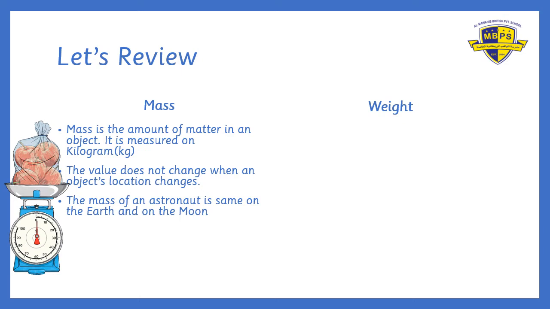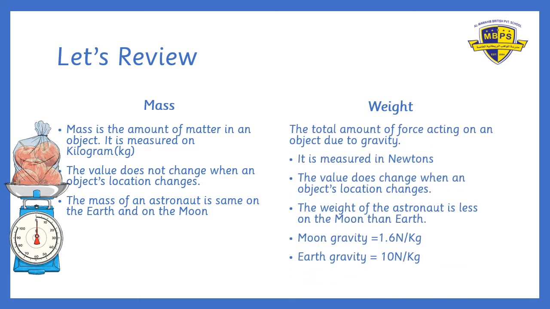Whereas the weight is a force acting on an object due to gravity. It is measured in newtons. It does change because the gravity changes from place to place. The weight of the astronaut is less on the Moon than on the Earth because the Moon's gravity is 1.6 newtons per kg and the Earth's gravity is 10 newtons per kg. 1 kg on the Earth feels a 10 newton force on it. In the same way, every 1 kg on the Moon feels a 1.6 newton force on it.